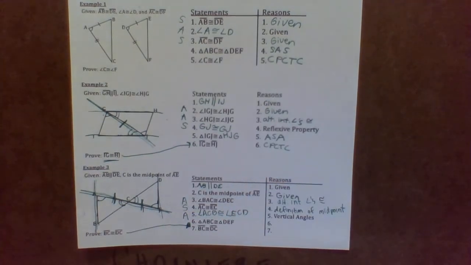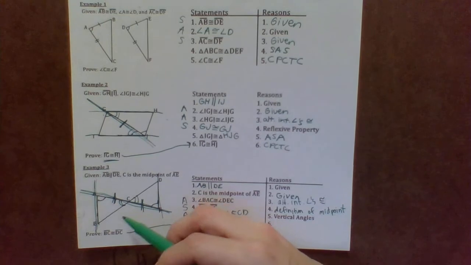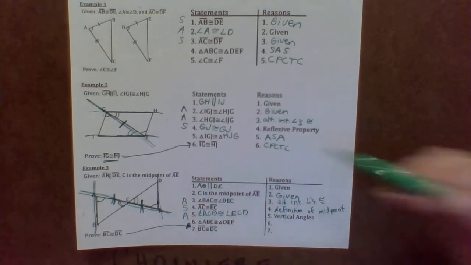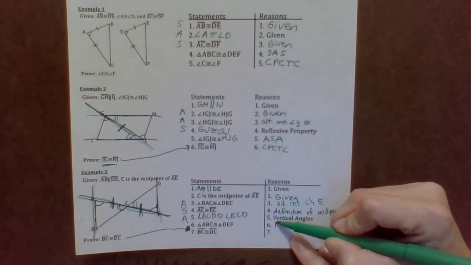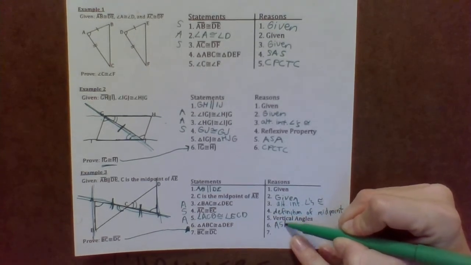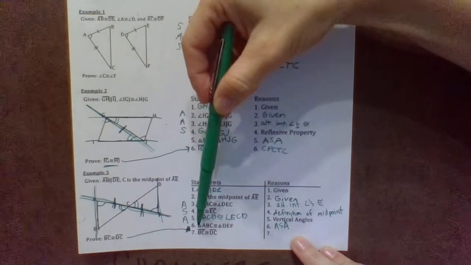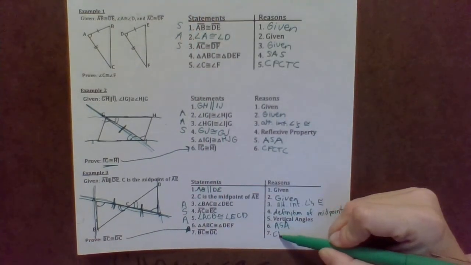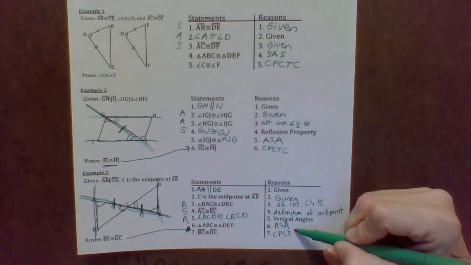So again, I have 2 angles and a side, but I have to ask myself, is it truly ASA, or could it also be AAS? It depends where the side is. So if you look at your triangle, the side is between the 2 congruent angles here. Therefore, they are congruent by ASA. And then lastly, that must mean segment BC is congruent to segment DC by CPCTC.